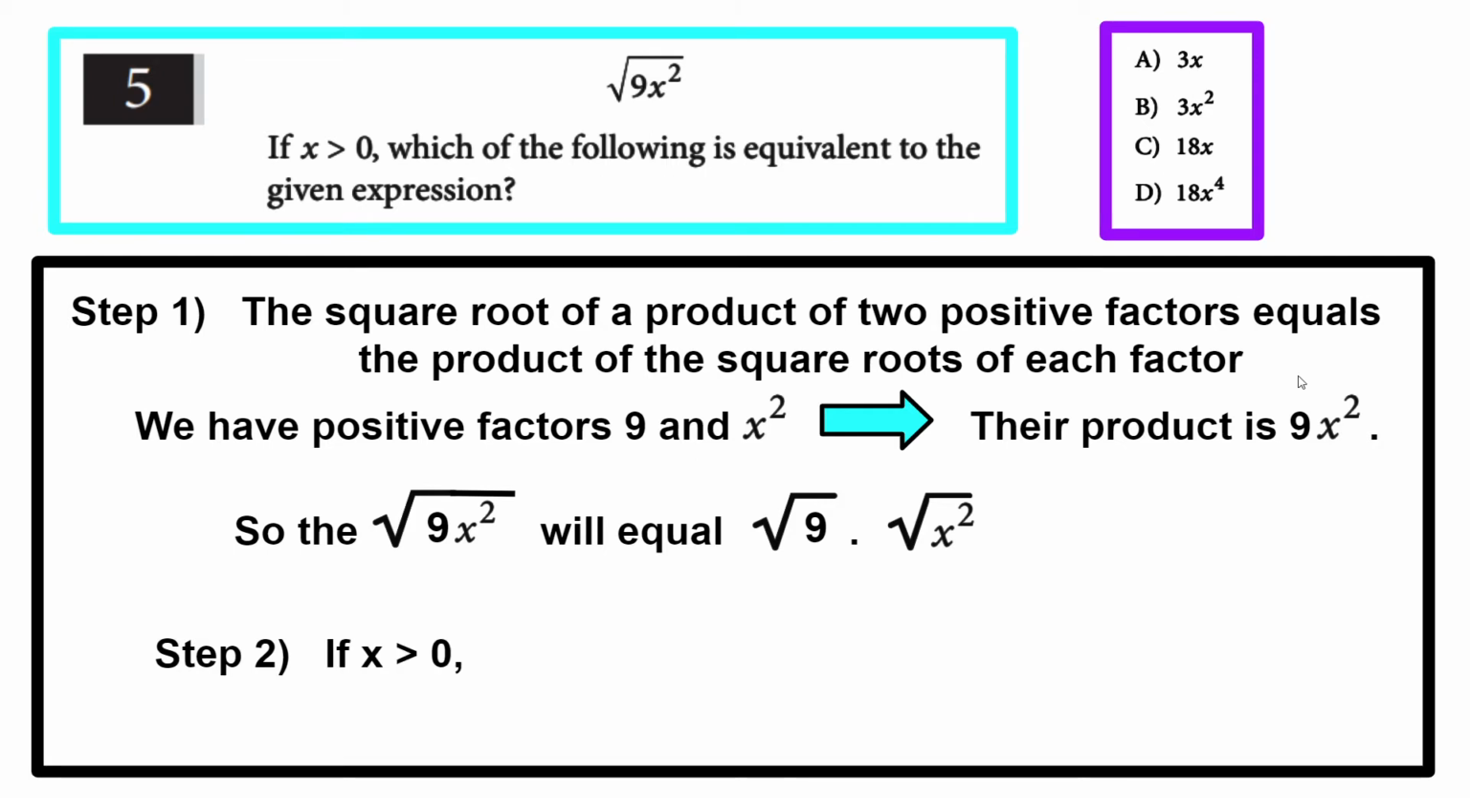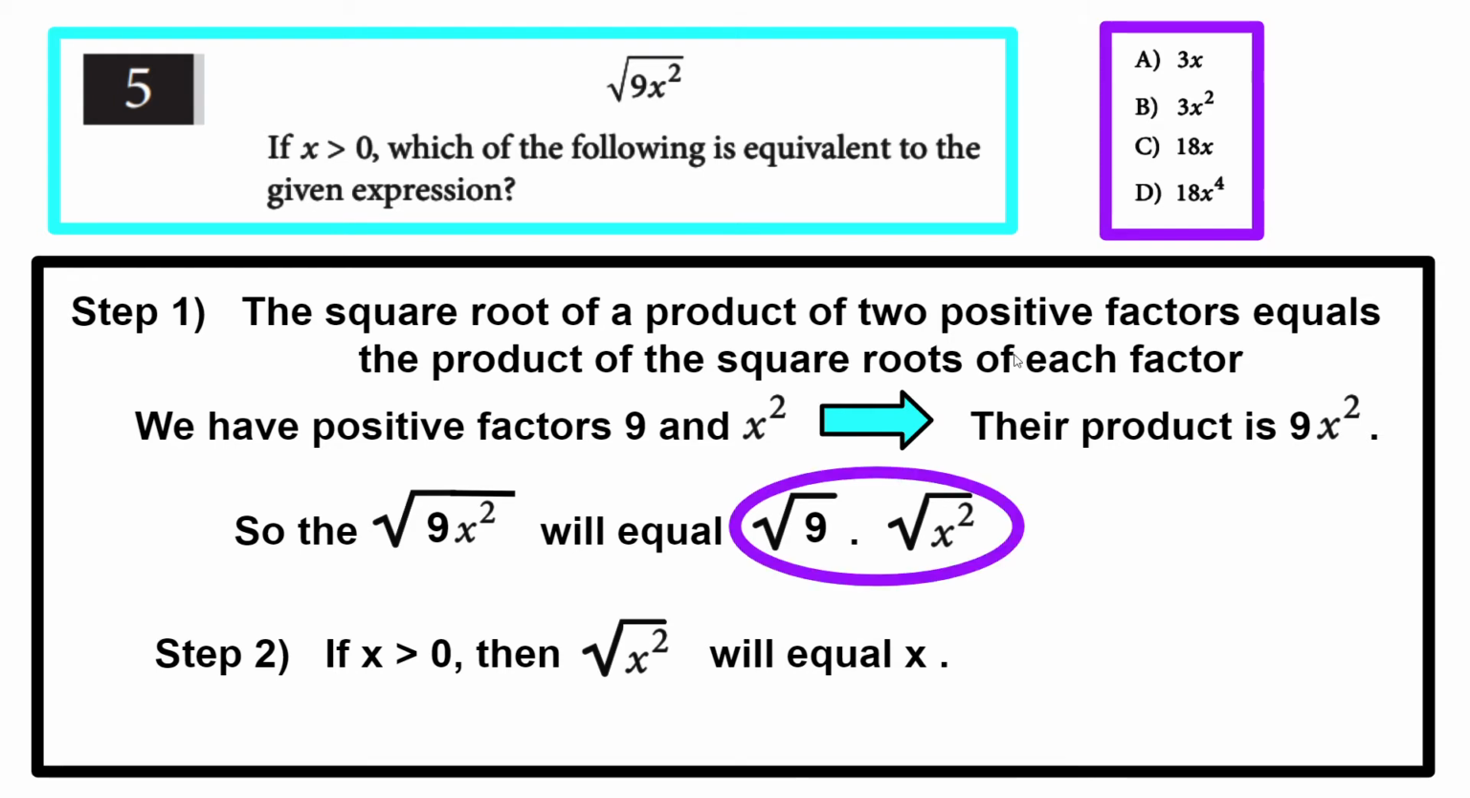It's important to note that if x is greater than 0, as is the case here, then the square root of x squared will equal x. So we have the square root of 9 times the square root of x squared. We know the square root of 9 is 3. And per step 2, we know that since x is greater than 0, the square root of x squared is x. So that's our answer, 3x, A.